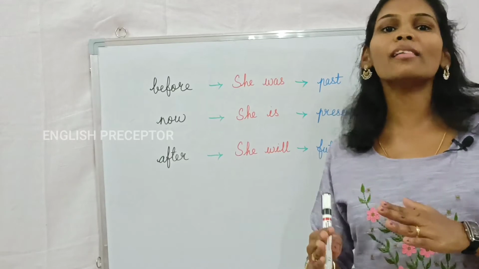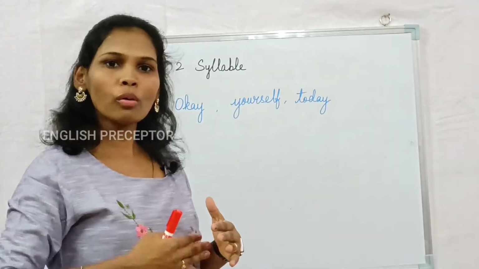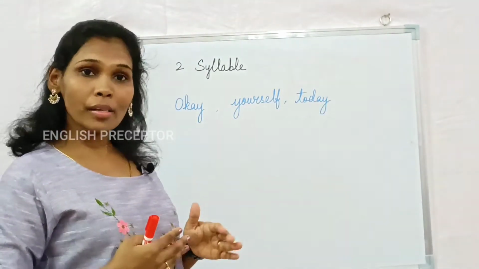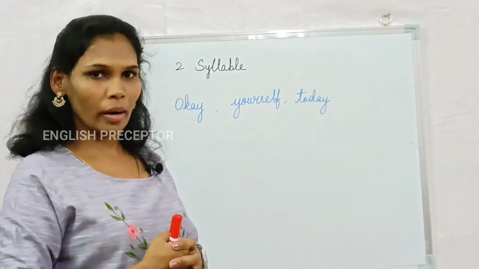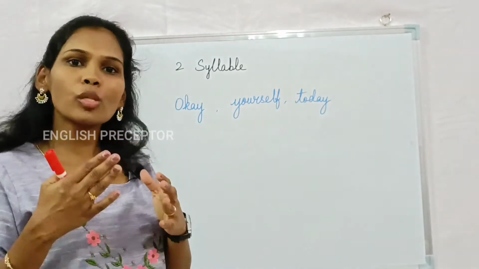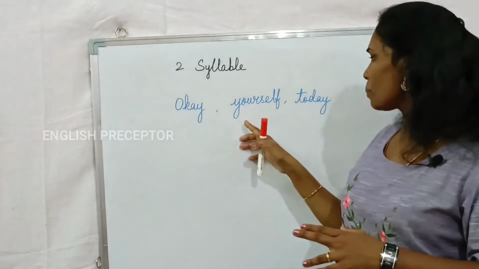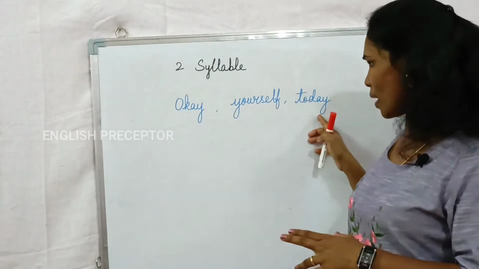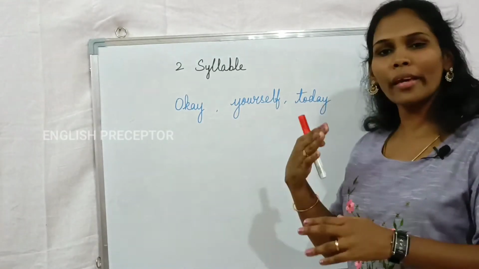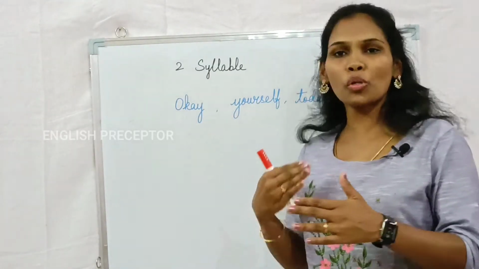We are going to learn syllables. So syllable, we just know giving intonation only to the words, right? But even in the words also we can give the voices, right? So this is all two syllable. Two syllable is nothing. What are the words we can split into two parts? For example, okay, yourself, today, right? Okay, yourself, today. So these all are two syllable. How can we give voice to these two syllable?